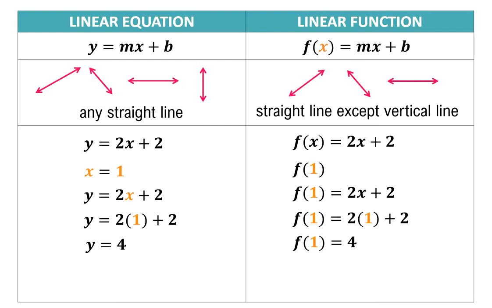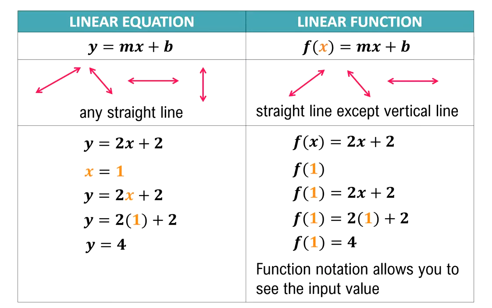Makikita ninyo na sa linear equation, hindi nyo nakikita kung ano yung mga in-input na value or kung ano man yung value ng variable x para makuha nyo yung value na y is equal to 4. Samantalang dito sa linear function, makikita nyo na kaagad kung ano yung value ng variable x na at the same time, makikita nyo na kung ano yung magiging sagot. So dito, f of 1, so that is equal to 4. So yung function notation allows you to see the input value na nilagay natin, which is 1.